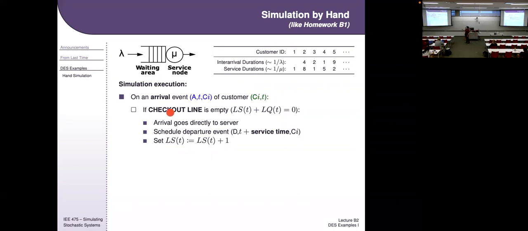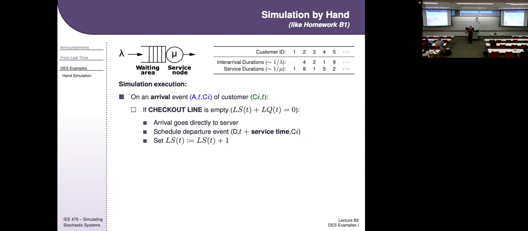So we look at the checkout line. If the checkout line's empty, which will mean that LS plus LQ is equal to 0, that's another way to check that, then we know that in the real system, the arrival goes directly to the cashier or directly to the server. So in order to deal with that, we now can schedule their departure by looking at the service time. So we go up and we say for customer i, let's say it's 3. Let's say she arrived at time 6. We're going to add 1 to that to figure out that she'll depart at time 7. So it's the current time T plus whatever her service time was from the table. And so we'll schedule that event.